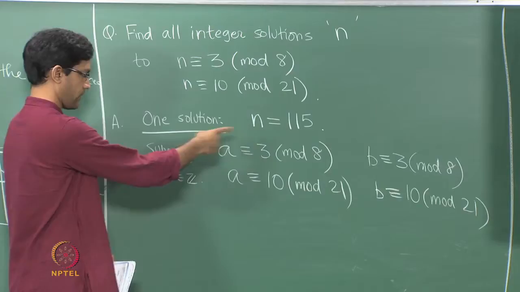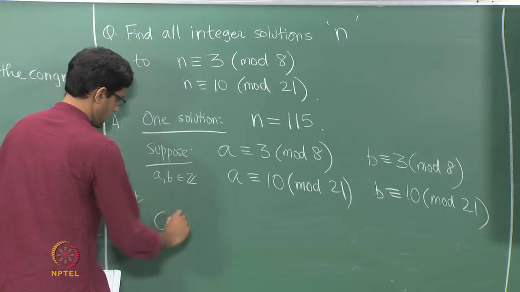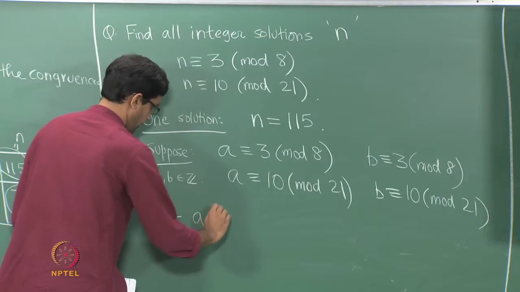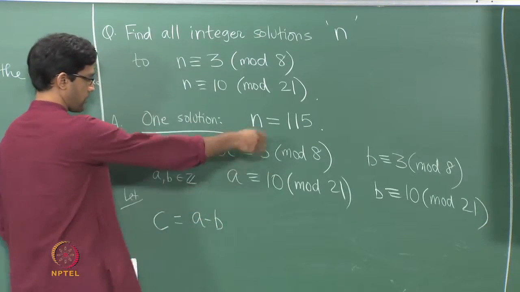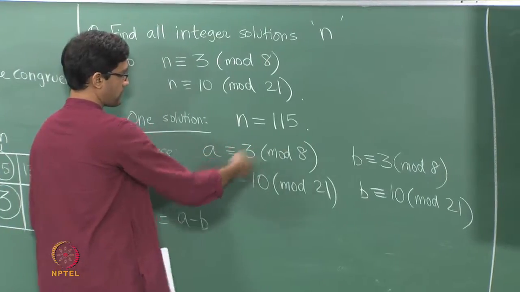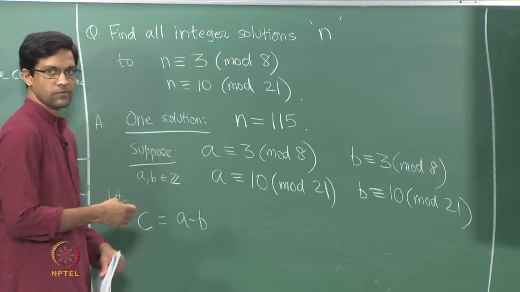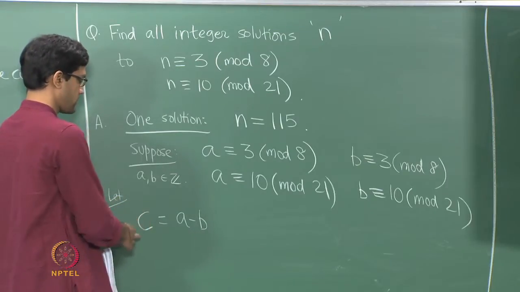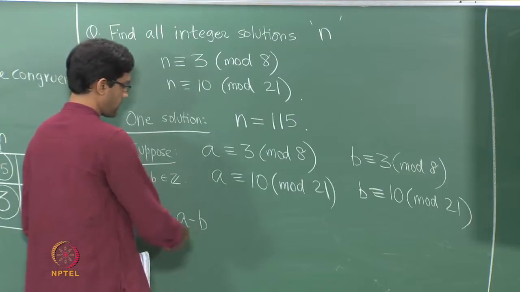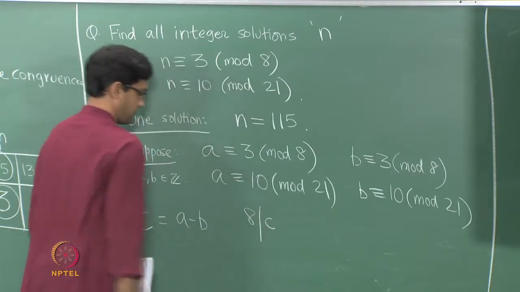Observe that if you subtract A minus B, let me call the difference C. Let C be A minus B. Now what do these properties imply in terms of C? Since A and B leave the same remainder modulo 8, A minus B, as we observed last time, must be a multiple of 8. So observe that C is in fact a multiple of 8. So 8 divides C.